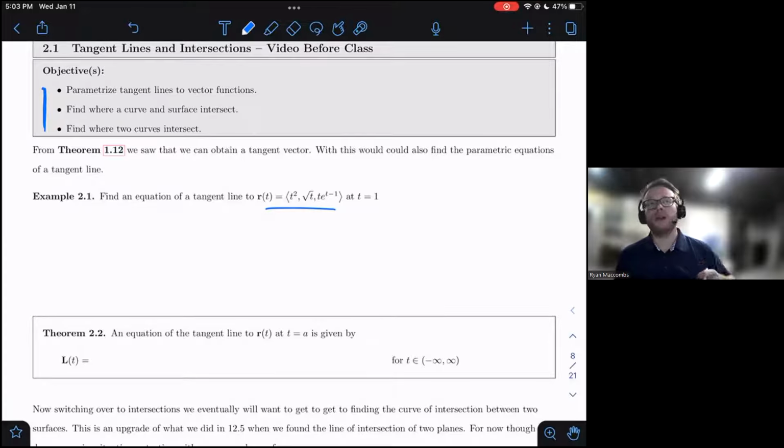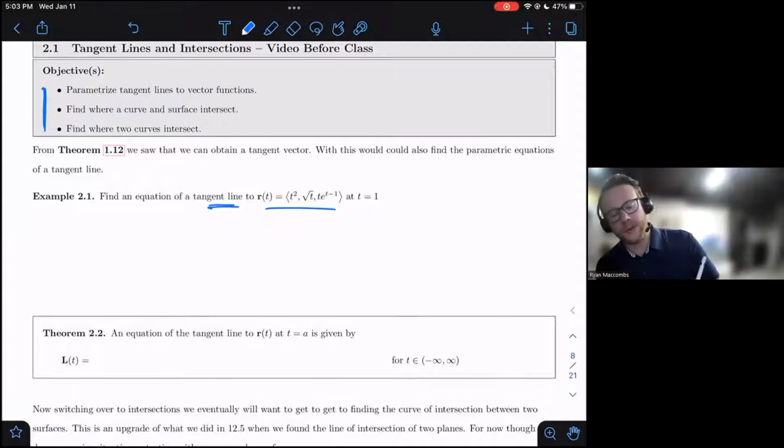Now, remember, we learned back in 12.5 that anytime you want a line, a tangent line is just a special type of line, you really need two things. You need a direction vector and you need a point that the line goes through.